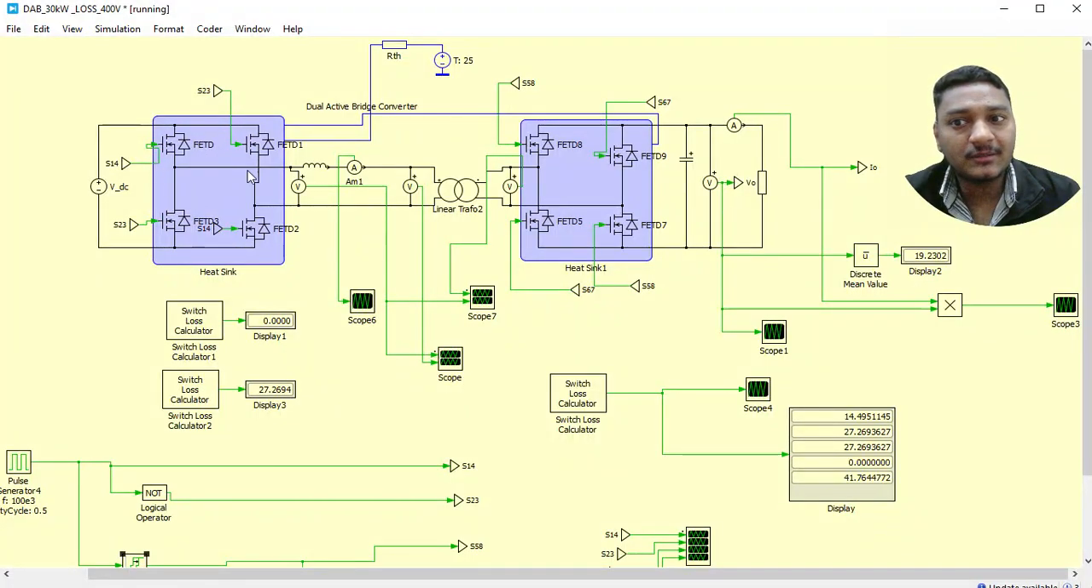Another thing is, my first bridge still has turn on losses as 0, but my second bridge has turn on losses of 27.26. So why is this happening? Because this particular side, the secondary side, is now not having the ZVS. Why is this happening? Because we can observe the current waveshape.